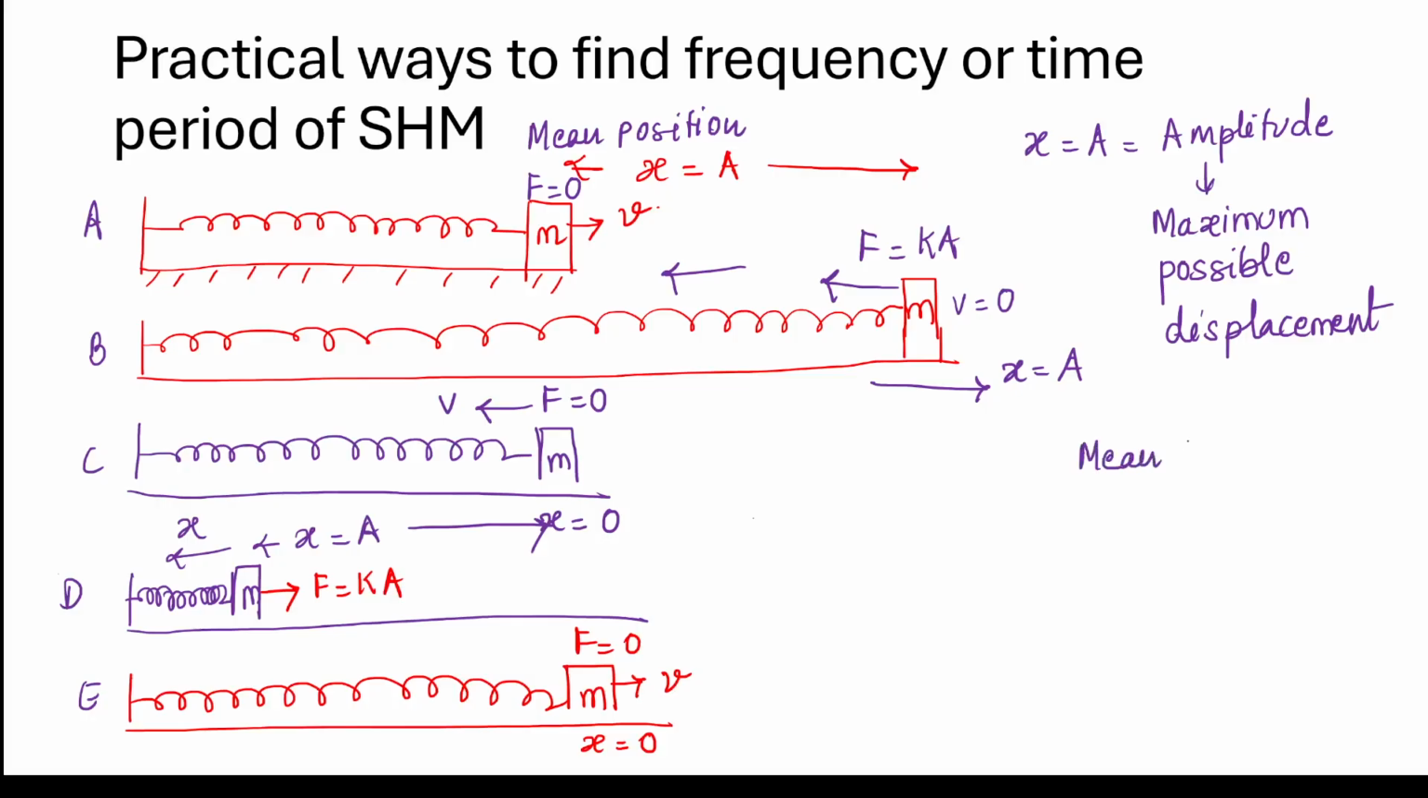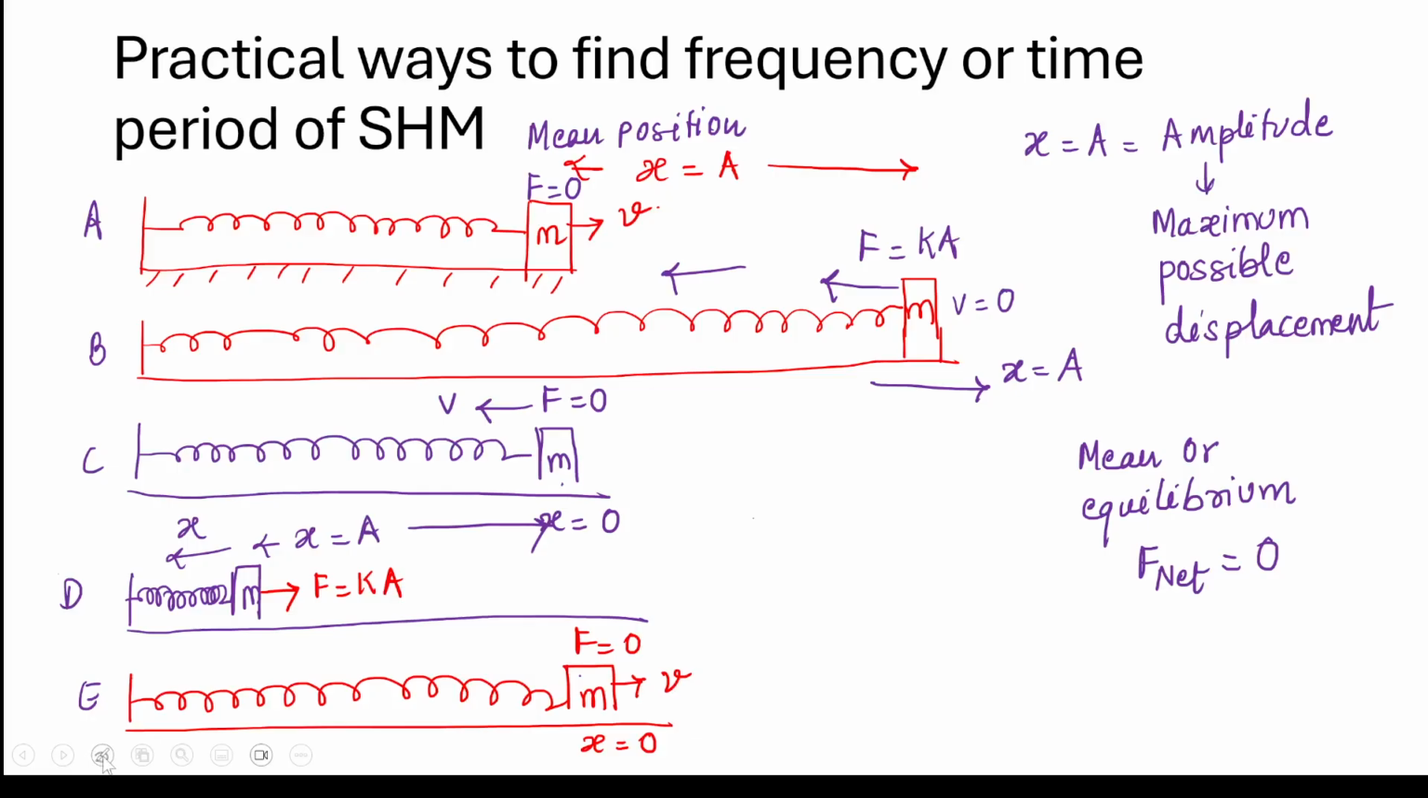So mean or equilibrium position. So remember, what is equilibrium? Equilibrium means the resultant force, net force, is 0. So how many mean positions does this SHM have? It has only one mean position. Can you see? Every time this comes to its original length, that is the mean position.